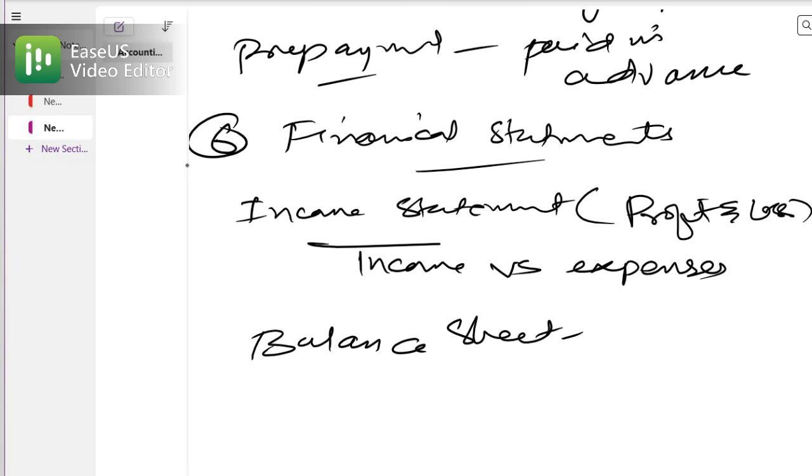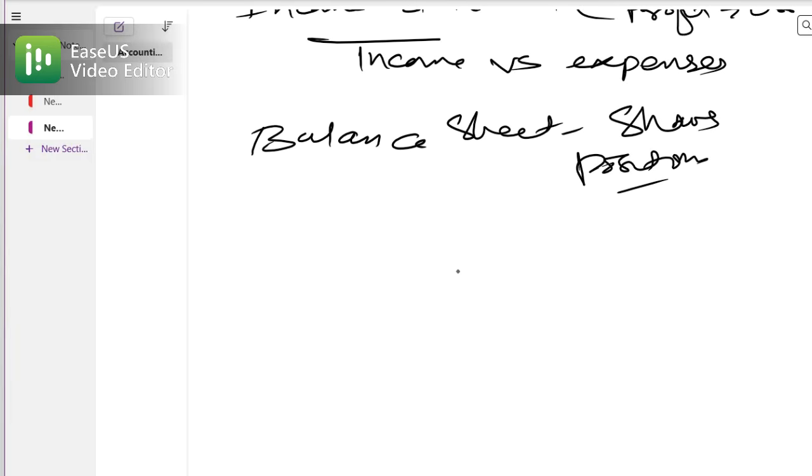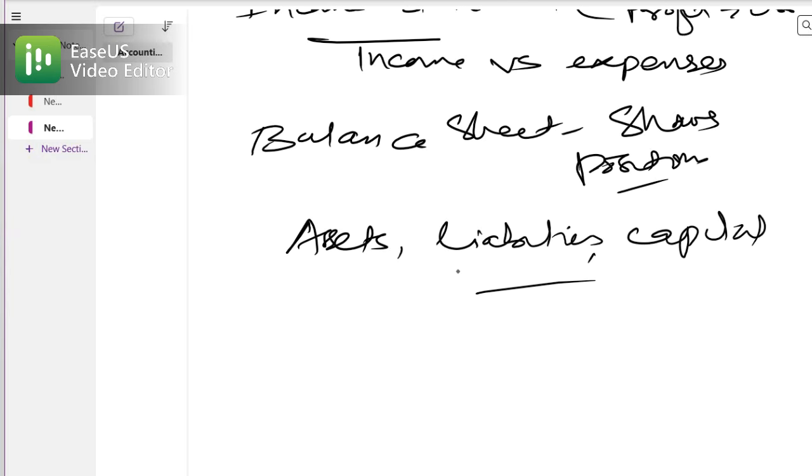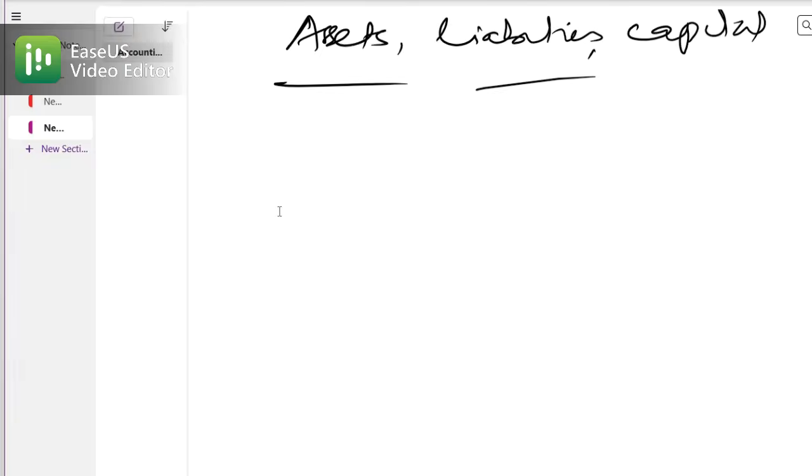And the balance sheet actually shows the position, and that is why we call it the statement of financial position. And how do you know about the position? If you want to know the position of the business, then definitely you are looking for the assets, the liabilities, and the capital. So these are what managers, investors, and definitely the regulator look at. And after that, this is step number 6.